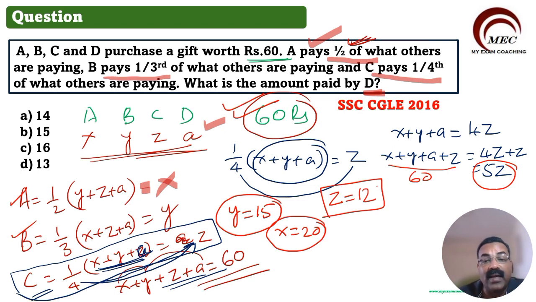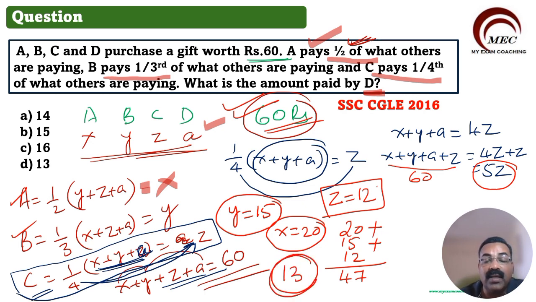So we got x equal to 20 plus y equal to 15 plus z equal to 12. How much is it? 20 plus 15, 35 plus 12, 47. But what is the total? Total is 60. So how much is left? 13 is left. So 13 is the contribution, the amount paid by D. So 13 is the correct answer.